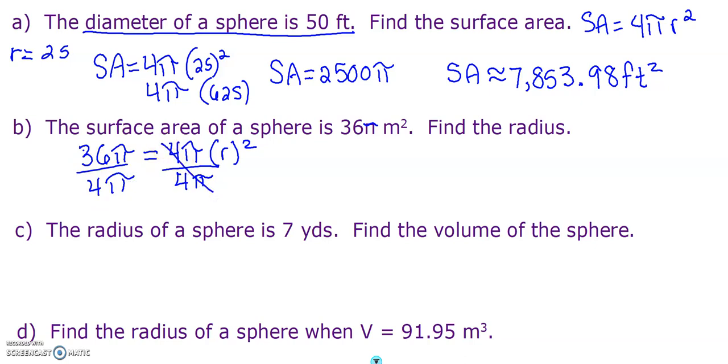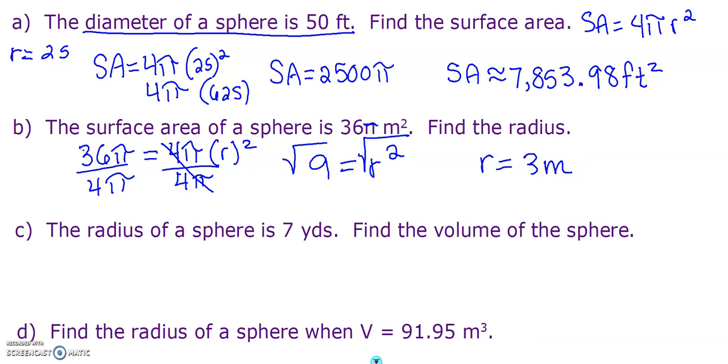36 divided by 4 is 9. My pi's cancel out. So I'm left with 9 is equal to r squared. To get rid of my square, I take the square root of both sides. My radius for this one will be 3. And it's meters with our units.